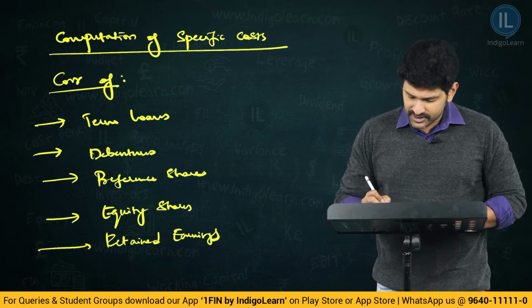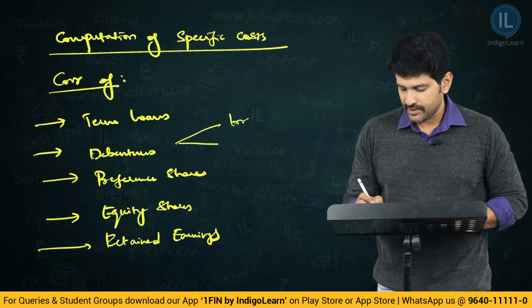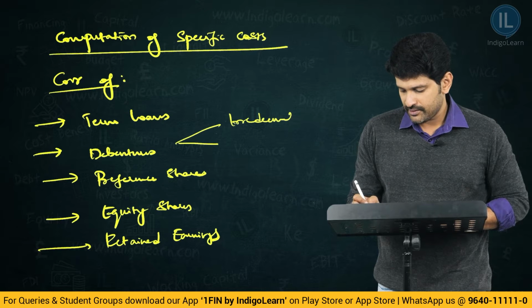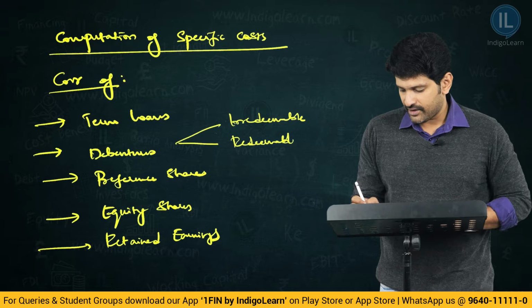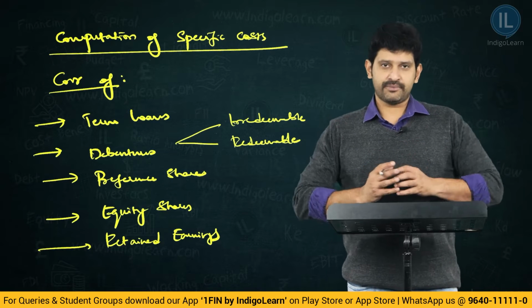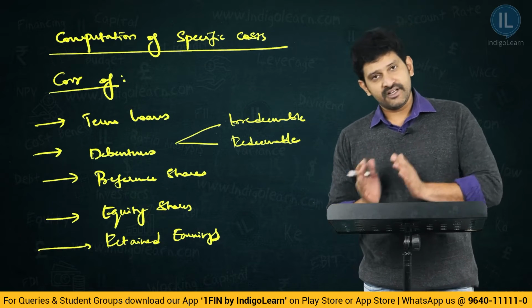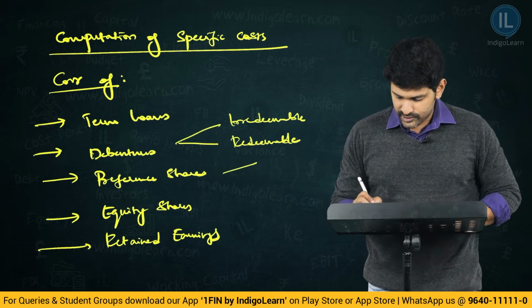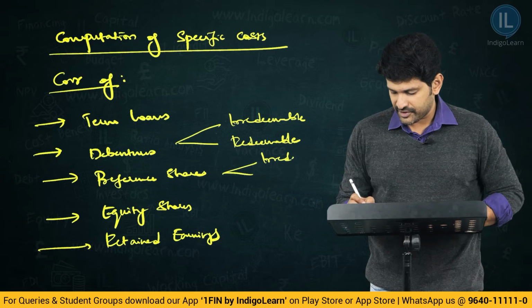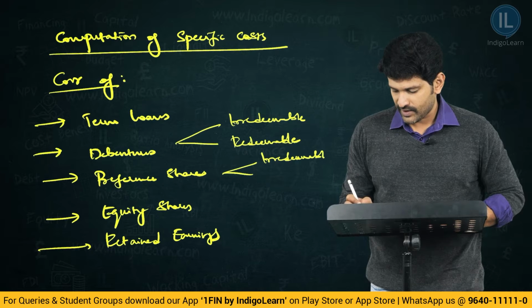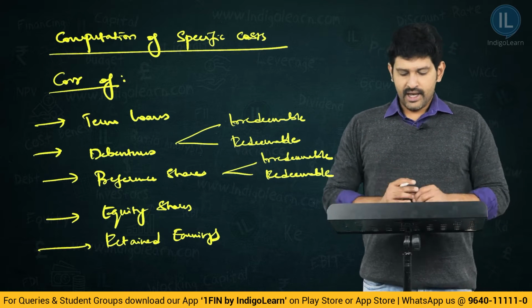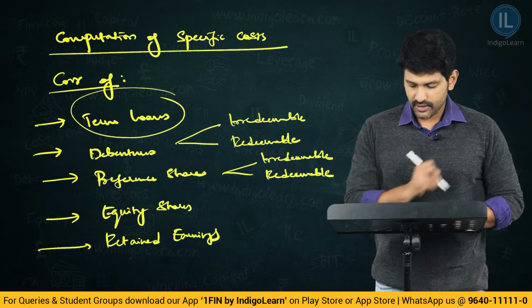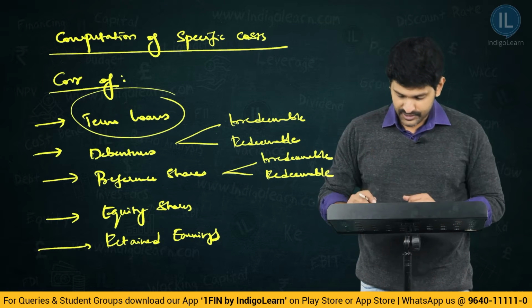Now, in debentures also there are two types again, irredeemable and redeemable. So, our formula or concept to compute will be different for irredeemable and redeemable, same also for preference shares, irredeemable and redeemable. Now, let us first focus upon computation of cost of term loans.